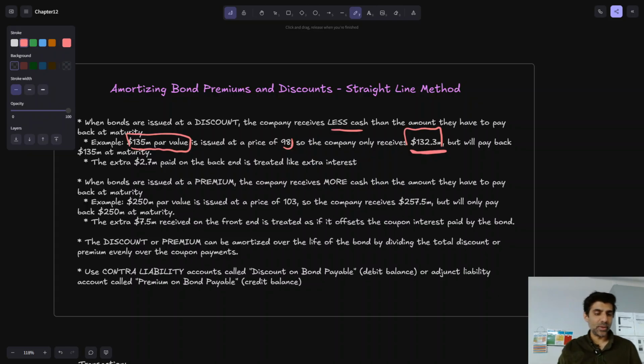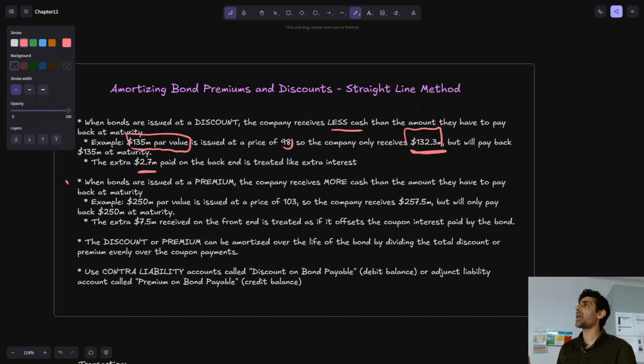Okay, we have to figure out a way to do that. So you can think of it that this extra 2.7 million that they're paying on the back end, because again, they received 2.7 million less, is like extra interest. Not only are they going to pay the coupon every month, this extra amount, the gap between the par value and what they received, is an extra amount they're going to have to pay as interest.